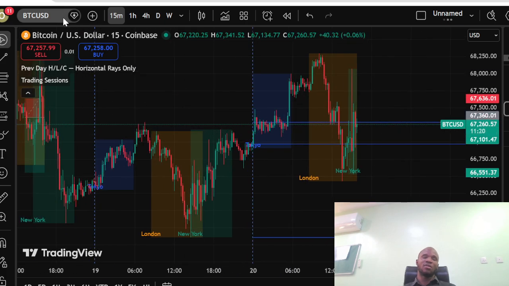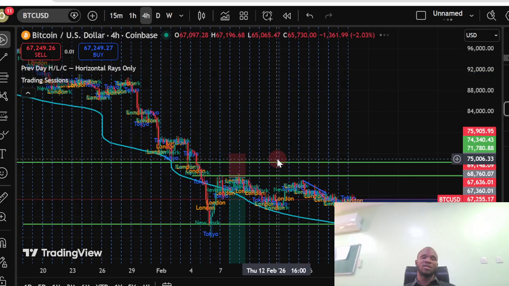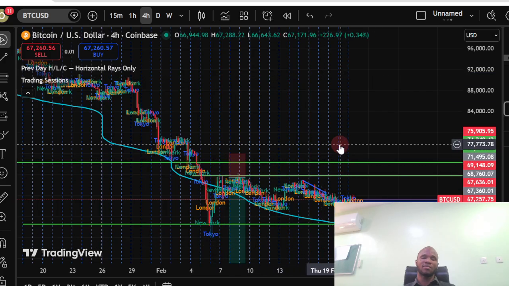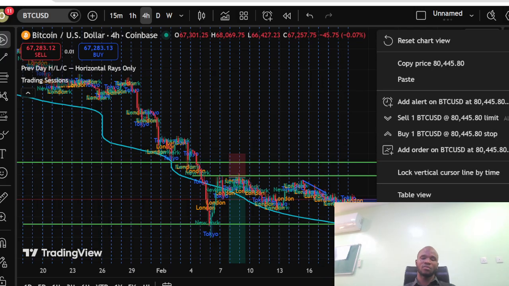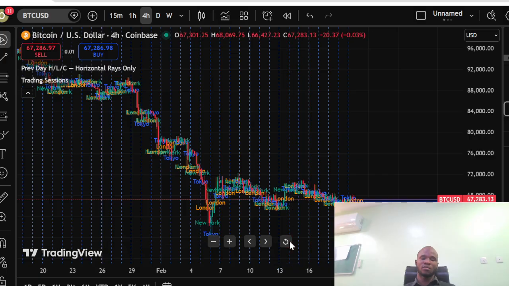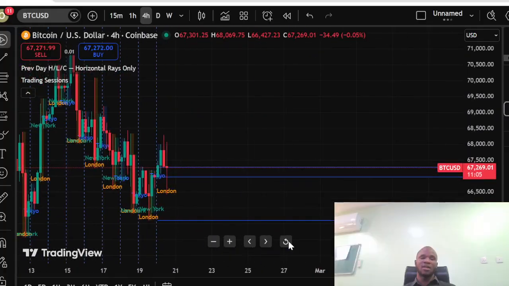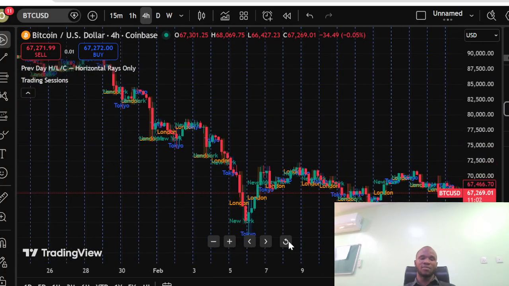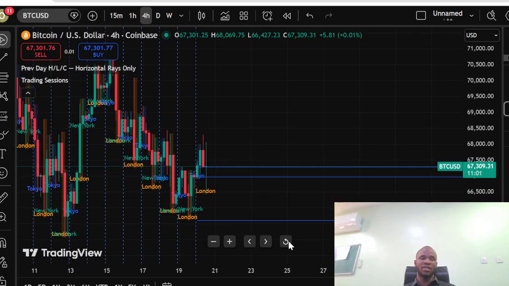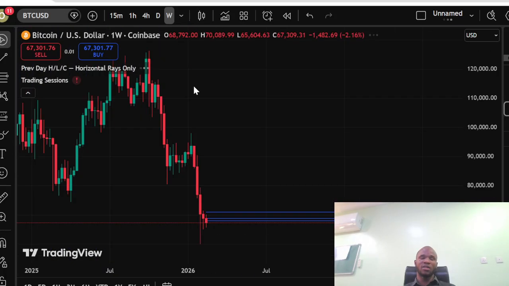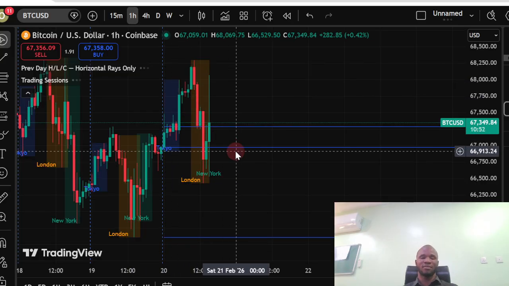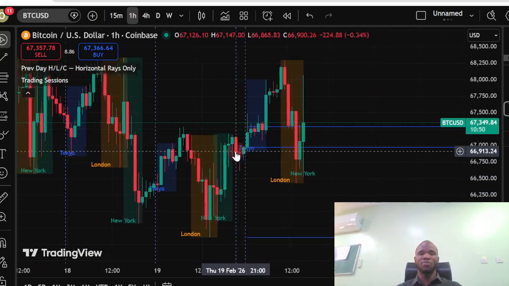Let's look at it on BTC USD. So this BTC USD chart. Now you see that the market is on a downtrend, right? Even if I go to the weekly, it's a downtrend. So why would you be buying in this market? Even though you are saying buy, why will you buy? That's why most people lose their money.